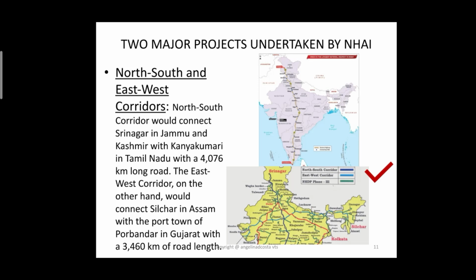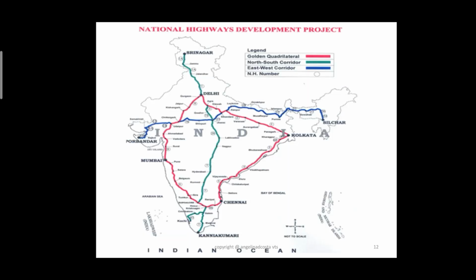Let us take a look at the slide and observe the quadrilateral Delhi, Kolkata, Chennai, Mumbai and back to Delhi. And then we take a look at the North-South corridor, Srinagar, going right down this green line, this green road, way down to Kanyakumari. And then the East-West corridor, Silchar in the east, going right through to Porbandar in the west. These are the major national highways.